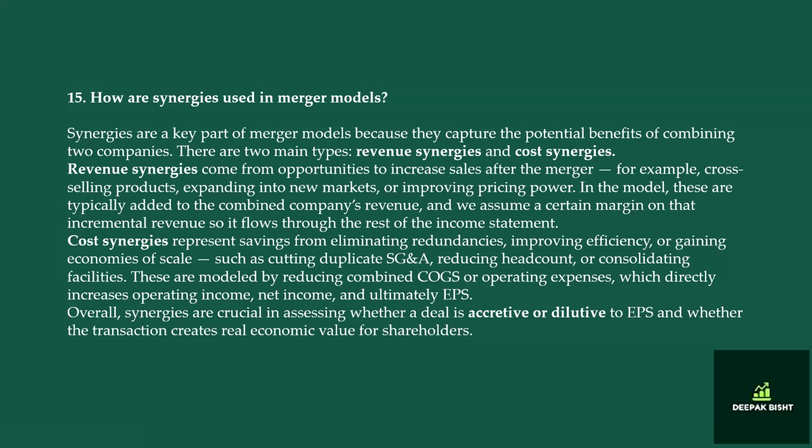If we think from an integration cost and realism perspective, it is important to account for integration costs also, which are one-time expenses required to achieve the synergies. Examples would be severance, system integration, and rebranding. These costs usually appear on the cash flow statement and can reduce the near-term benefits. But in practice, most analysts model both gross synergies, that is total expected benefits, and net synergies, that is after accounting for those integration costs.